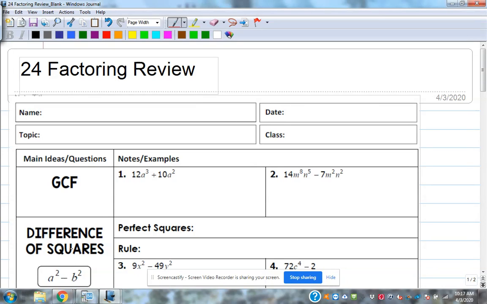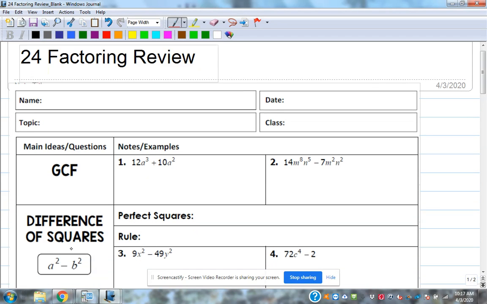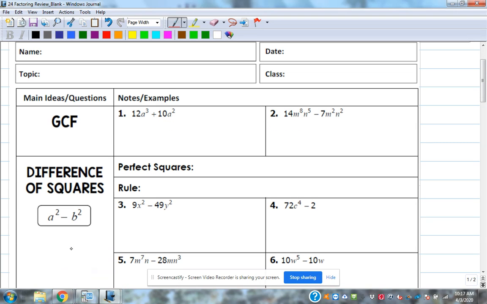We're going to do a little bit of factoring and review some of that so that we can use factoring to solve some larger polynomials later on. So first, the types of factoring that we deal with.